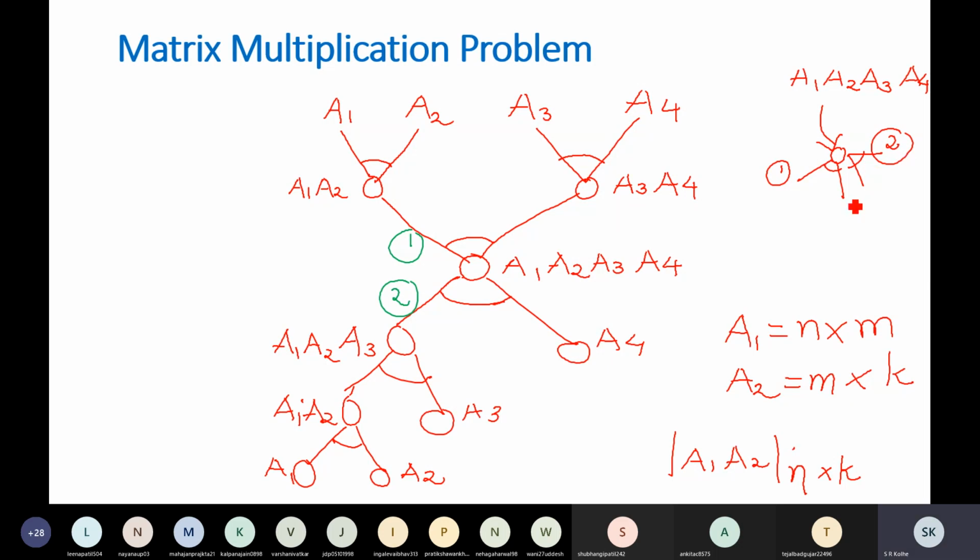Now the amount of effort required to multiply matrices is directly proportional to how many multiplications you are going to perform. Of course, you will have to perform additions also, but addition time is very small as compared to multiplication time. So for our simplicity, we will remove that addition time. We will only consider multiplication time.